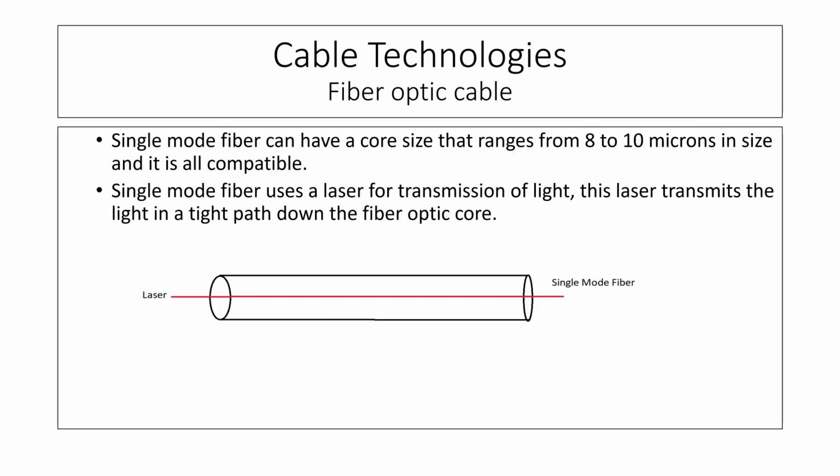Single mode fiber has a core size of 8 to 10 microns, and it's all compatible with each other. When you order single mode fiber, you simply order single mode fiber and someone comes and installs it. It can range from 8 to 10 microns, and all of that is compatible with all patch cables.